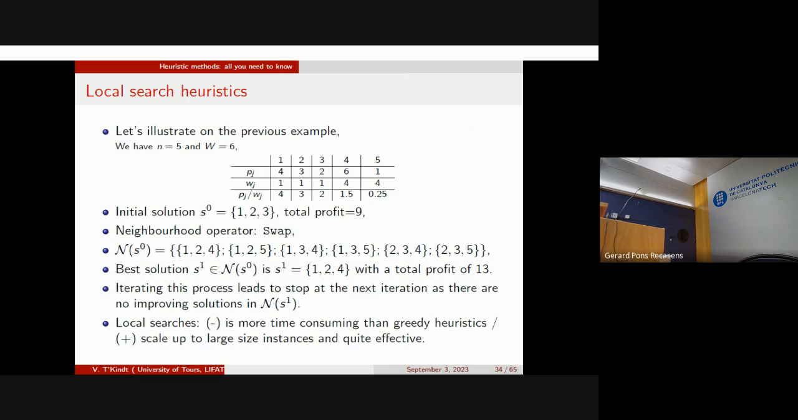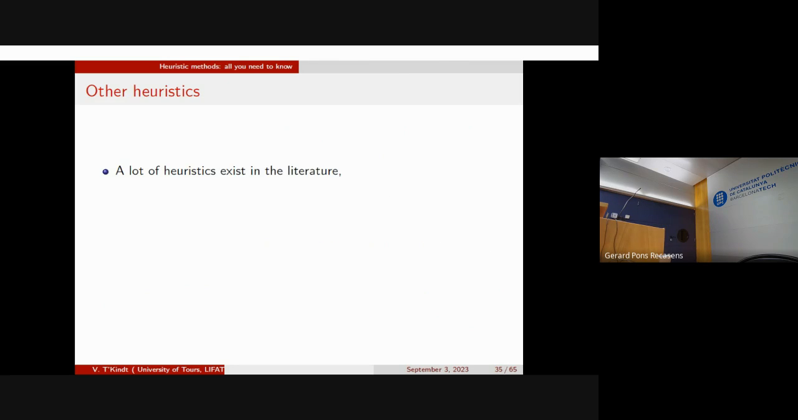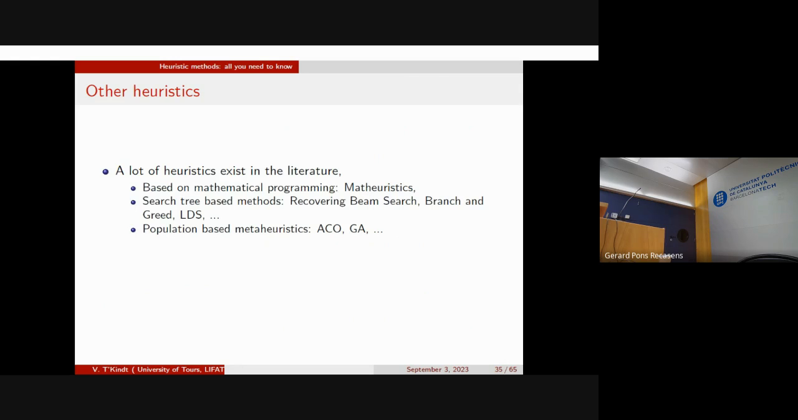Of course, local searches are more time consuming than greedy heuristics, for sure, because you have this notion of neighborhood exploration, and these explorations may take real time sometimes, depending on the operators that you have for the problem. But they are quite common to use. They scale up also to large, not very large, but large size instances, and they are quite effective. In fact, the combo of greedy and local search heuristics is the perfect heuristic that you should start with for the problem. You have a lot of heuristics in the literature. We have no time to go and present all of them.